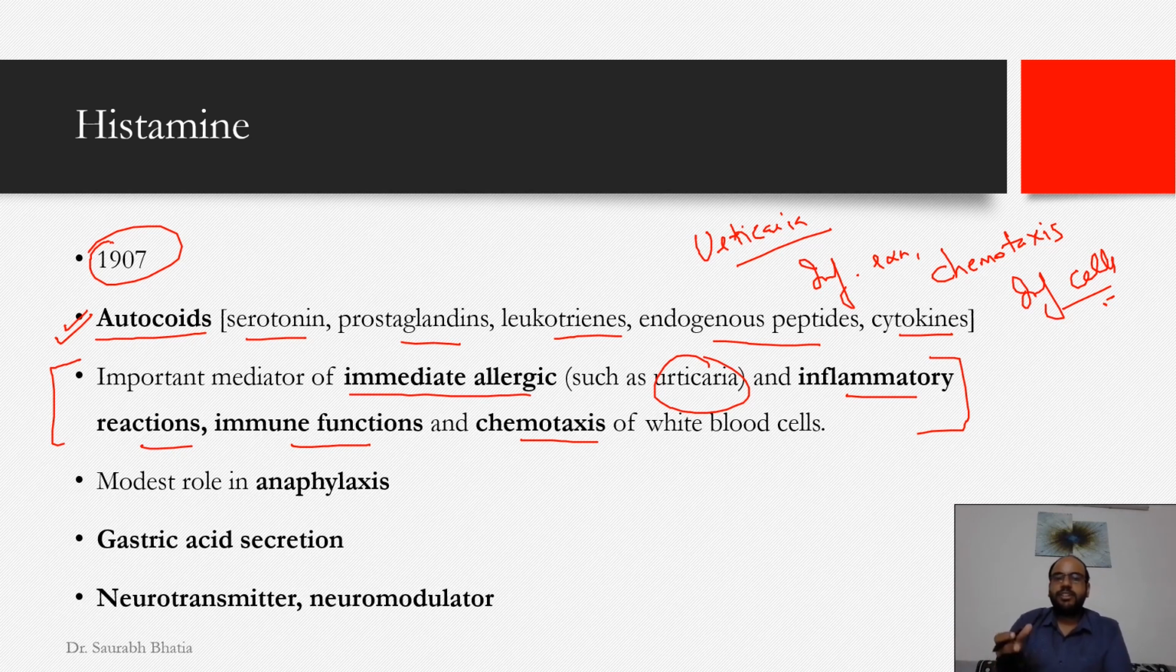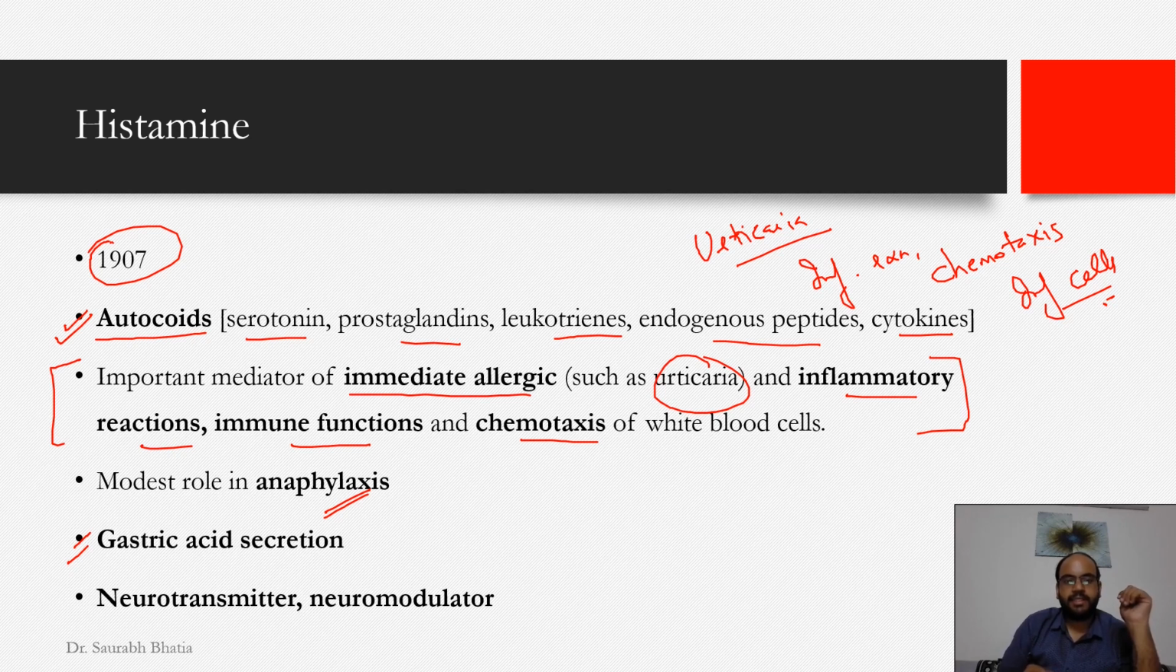So the major action is as a mediator of immediate allergic reaction like urticaria or inflammatory reactions or migration of immune cells. So these are the two major areas of action for histamine. It has a modest role in anaphylaxis. In anaphylaxis, the inflammatory reaction is severe, so a lot of other peptides, other mediators are involved. Okay. Other function is gastric acid secretion.